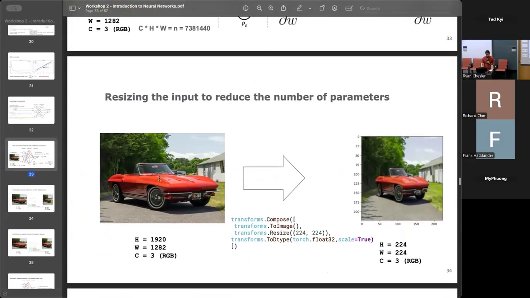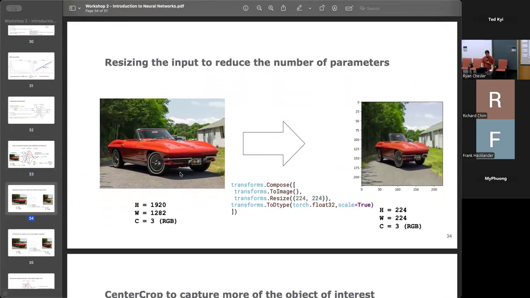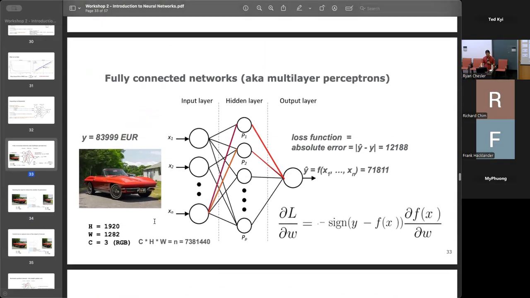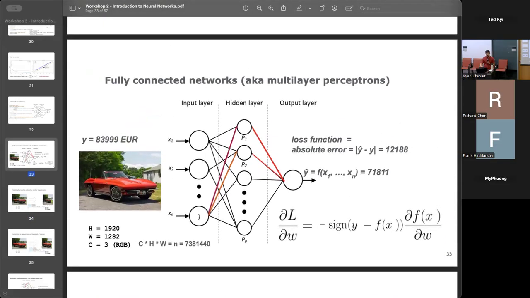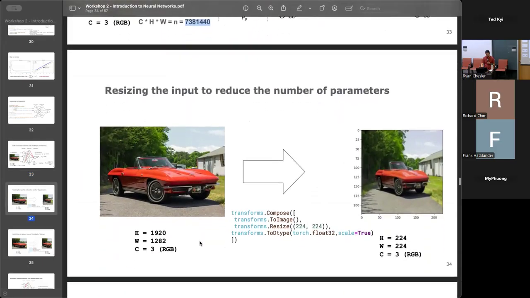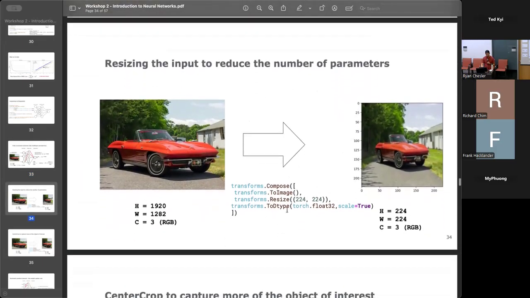Digging into the specifics of images, like I mentioned, we have this very high resolution image. It's 1920 by 1282, and it's got red, green, blue channels. This is millions of pixels. Imagine here we only have 3 neurons. We would need 7 million neurons when you multiply all of this out. When you have that many neurons, it's very expensive to compute. And so what people have realized is we can just downscale these images and it makes it much more constrained and much more reasonable to process.